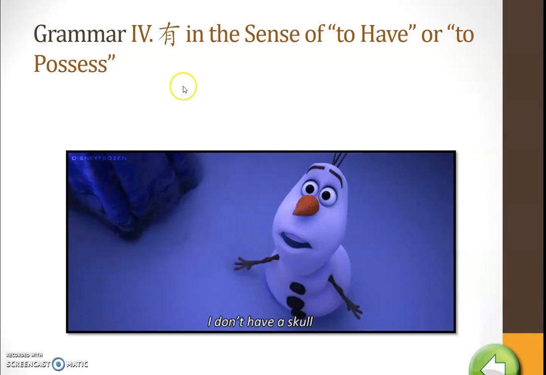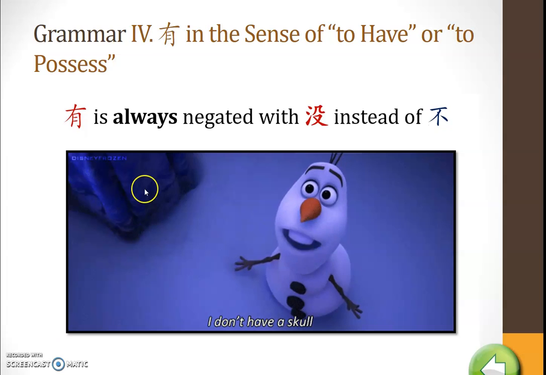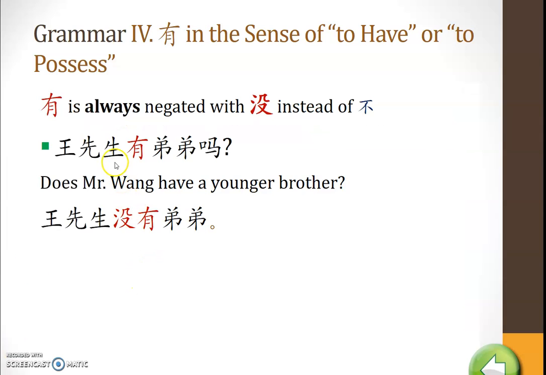The next grammar focuses on the word 有. Okay, so 有 means to have or has. And 有 is always negated with 没 instead of 不. In other words, you never say 不有. You always say 没有. So an example is 王先生有弟弟吗? 王先生没有弟弟. It will be wrong if you say 不有.